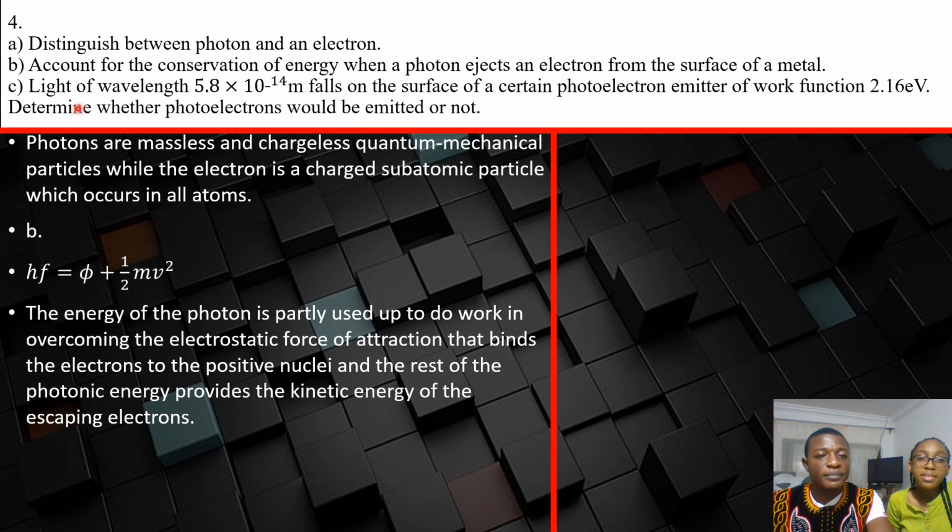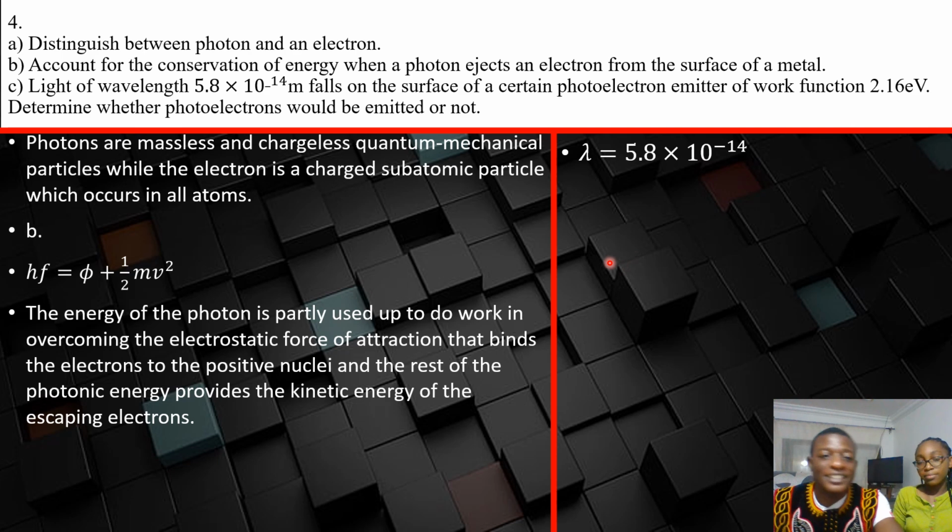C. Light of wavelength 5.8 times 10 to the power negative 14 meters falls on the surface of a certain photoelectron emitter of work function 2.16 electron volts. Determine whether photoelectrons will be emitted or not.